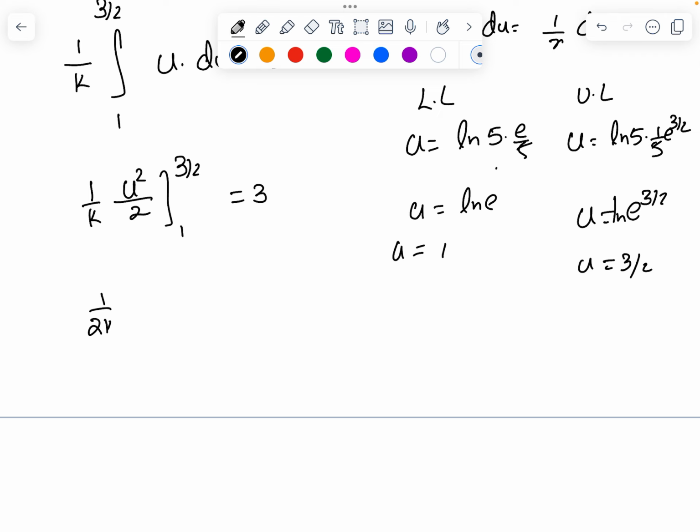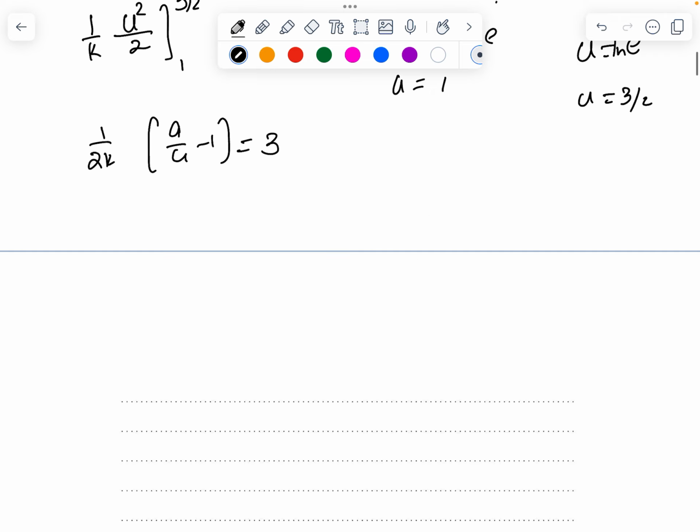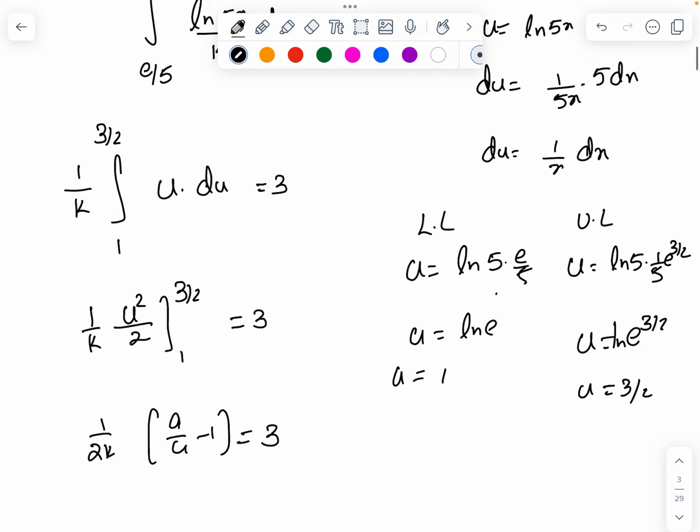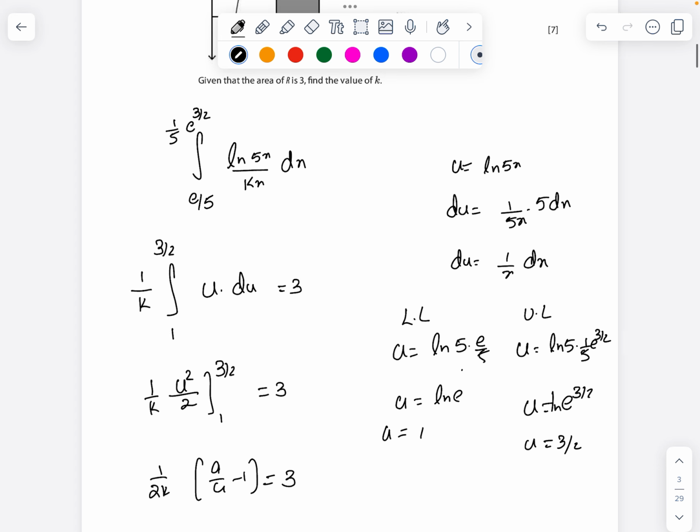So 1 upon 2k, 9 upon 4 minus 1 equals 3. So it becomes 5 upon 8 k equals 3, k equals 5 upon 24. So what does that become now?